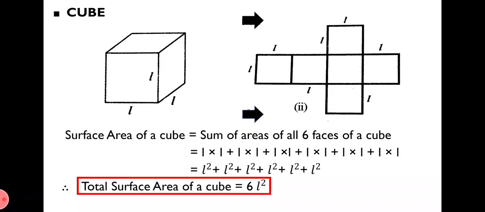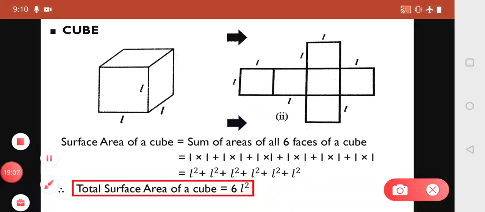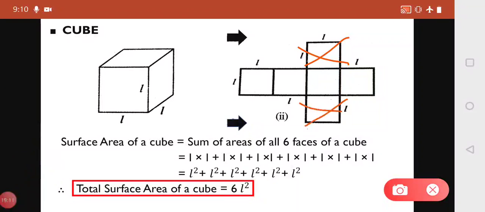Now for lateral surface area, we will not count the top part and the bottom part. So we will use 4 square boxes, with each square box having an area of L square. So we will cut these two and we will get 4L square: L square, L square, L square, L square. That is 4L square.